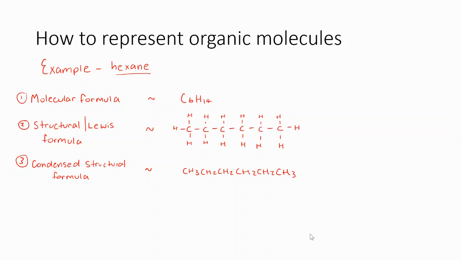An even further simplified representation is the skeletal formula, where we do a sort of zigzag line, and each turning point represents a carbon atom, and the hydrogens around the carbon are implicit. So we know that carbon makes 4 bonds, so we know how many hydrogens are going to be around each of the carbons. Now, the skeletal formula is most useful when we're drawing very large, very complex molecules, and we'll look at that more later on.